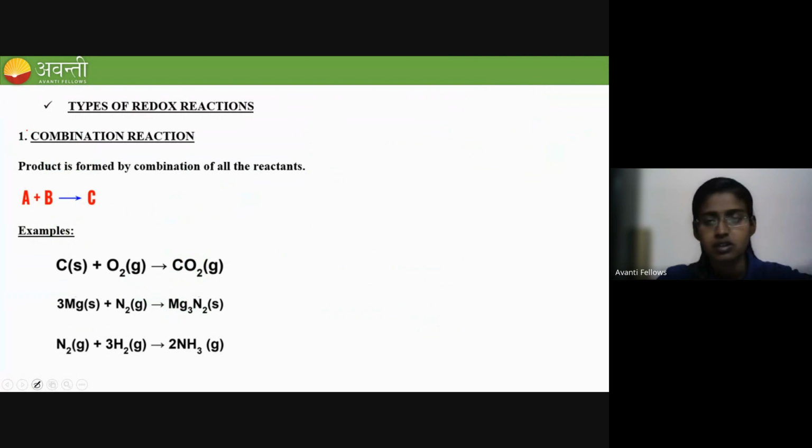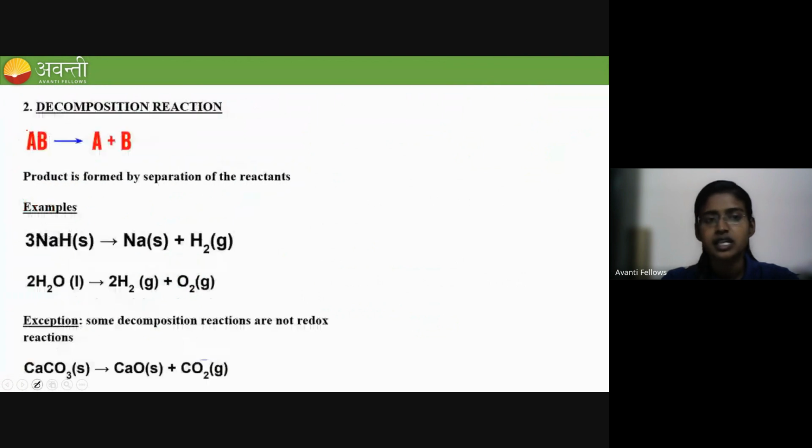Okay then. So combination is combining two atoms. Okay, two atoms or two elements will lead to a product. Okay, these are the examples of redox combination reaction, and here it is decomposition. One compound breaking down into two or more than two is called decomposition, in which both reduction and oxidation occur. And there is one exception here, that is calcium carbonate. So that part we have studied.